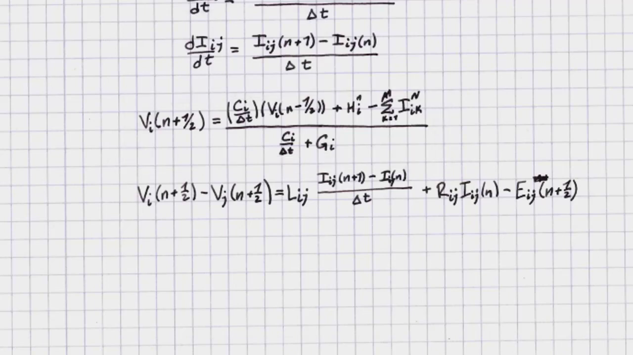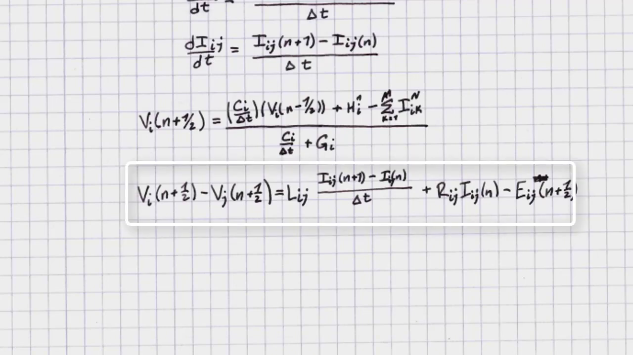The equation for the calculation of current over the approximation does not need to be reorganized. We just need to know which V's and I's we need in order to evaluate the expression. The equation we will be evaluating is Vi at n plus 1 half minus Vj at n plus 1 half, which equals Lij times Iij at n plus 1 minus Iij at n divided by delta t, plus Rij times Iij at time n, minus Eij at time n plus 1 half.